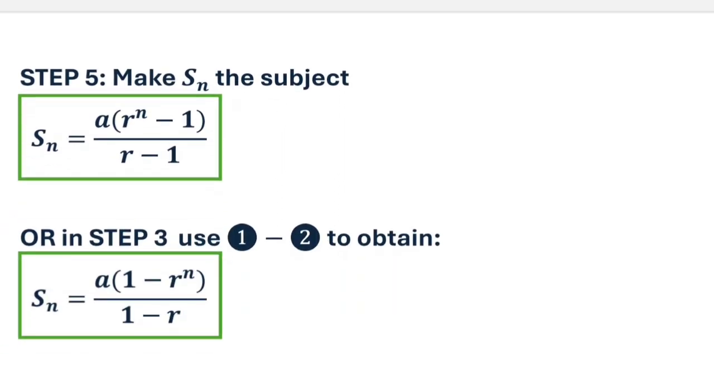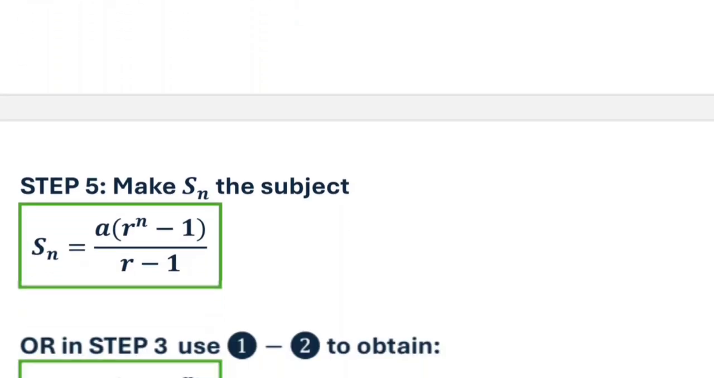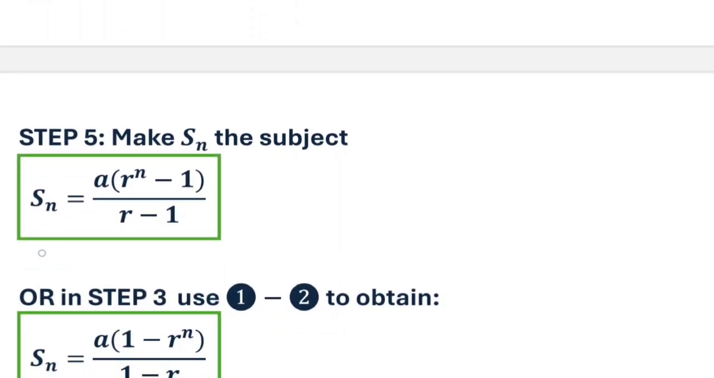Step 5 is to make Sn the subject. Now to do that, Sn had this bracket next to it of R minus 1. We're going to divide both sides by that bracket. So on the left-hand side, we're left with Sn, and R minus 1 ends up in the denominator.